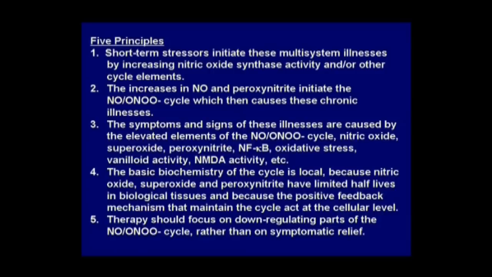And the reason for this local nature is because nitric oxide, superoxide, and peroxynitrite have relatively short half-lives in biological tissues. They don't last very long from the time they're made to the time they're destroyed, typically. And these arrows, these positive feedback loops that I discussed, act at the level of individual cells. Okay? So what that means is that this cycle can be turned on in one tissue, and you may have an adjacent tissue in the body that may be largely unimpacted.